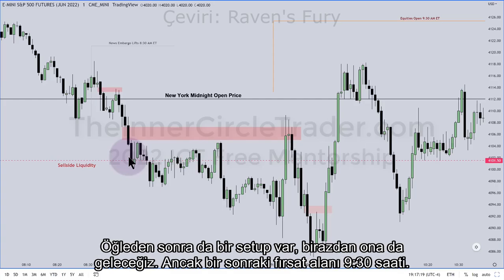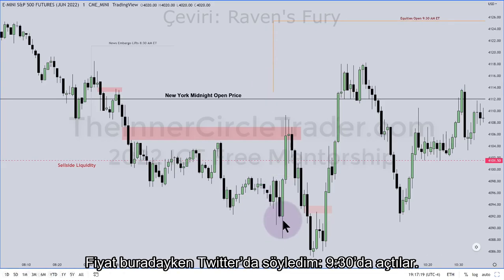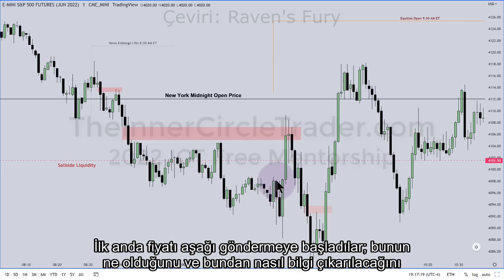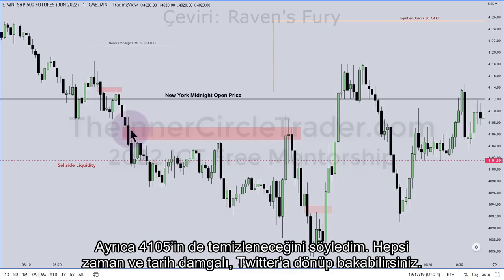In the afternoon, there's a setup as well. We'll get into that in a moment. But the next area of opportunity is the 9:30 hour. Equities open at 9:30, and this is one I outlined. The market was down here. I mentioned on Twitter, I said, okay, they opened it up at 9:30, initially started sending it lower. We'll talk about that in a couple minutes, what that was and what information can be gleaned from that. But I said that they're going to take price up into the fair value gap and also clear 41.05.